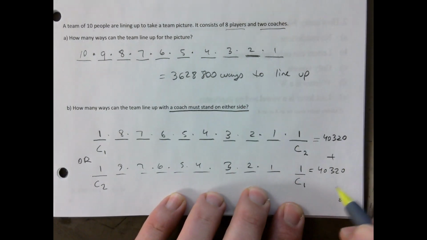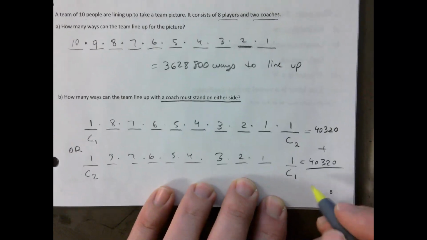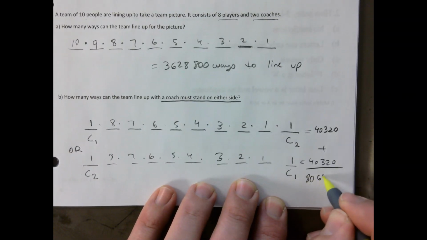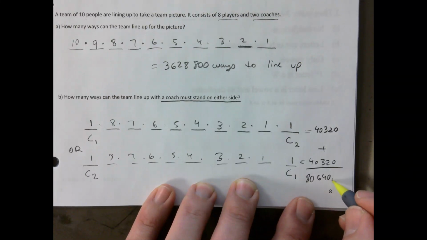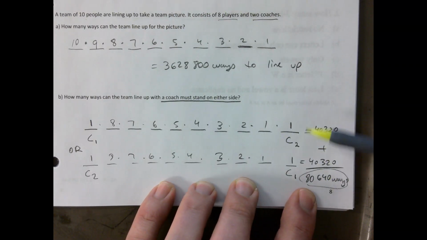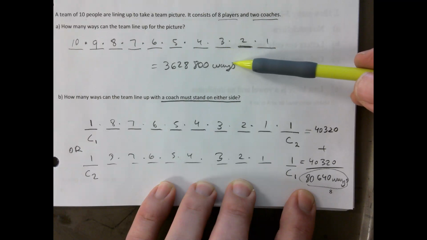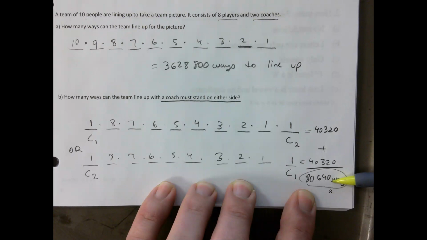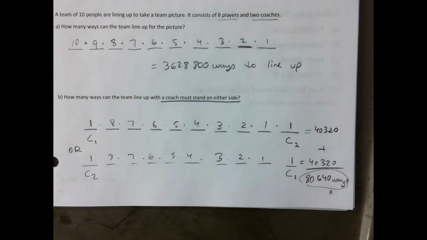Let's add it up. We get 80,640, right? Ways. However, will this be close to my universal? Right? It will always be less than universal. This is like no restrictions whatsoever. We're just lining up. Who cares if the coaches are in the middle, on the side? But this is only the ways where the coaches are on either end. That's it. Like you can't mix them up, okay, amongst the players.